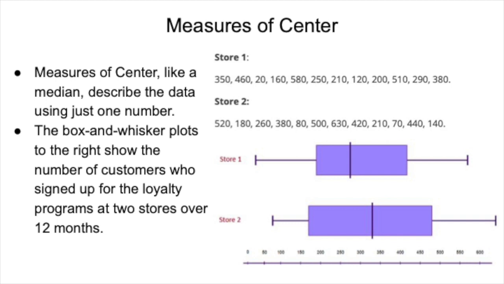Measures of center, like a median, describe the data using just one number. The box and whisker plots to the right show the number of customers who signed up for the loyalty programs at 2 stores over 12 months.